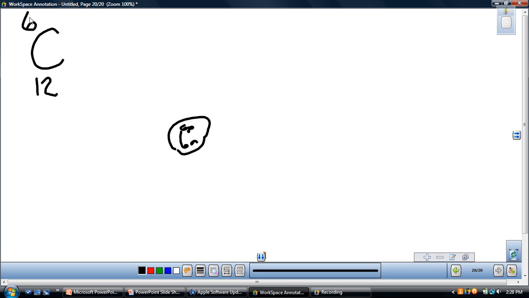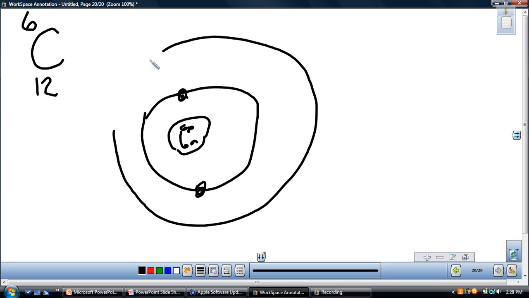And then we have to plot 6 electrons. So in the first orbital, we plot our 2 electrons. We've got 1 here, we have 1 here, and then the second orbital, remember we can have a maximum of 8, but we only have 6 because it's carbon. 2 are plotted, so we have 4 left. So 1 goes here, 1 here, 1 here, and 1 here.